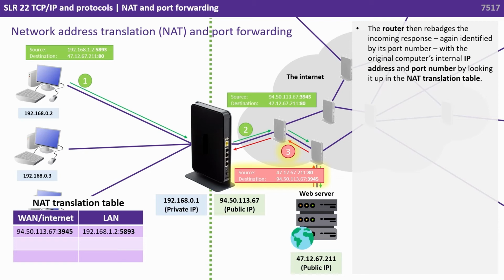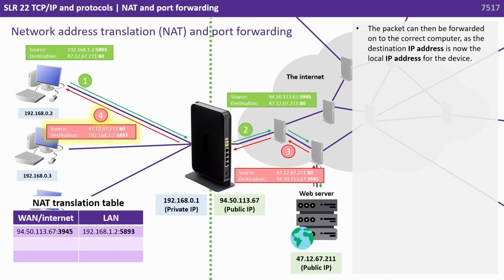The router then rebadges the incoming response, again identified by its port number, with the original computer's internal address and port number by looking it up in the Network Address Translation table. The packet can then be forwarded onto the correct computer, as the destination IP address is now the local IP address for the device.